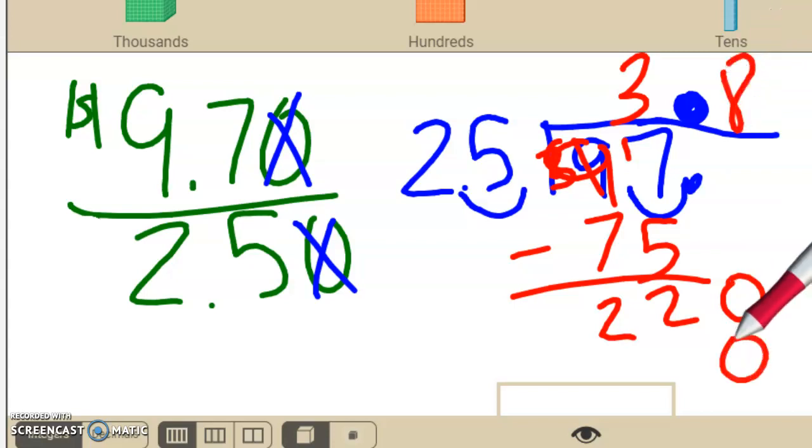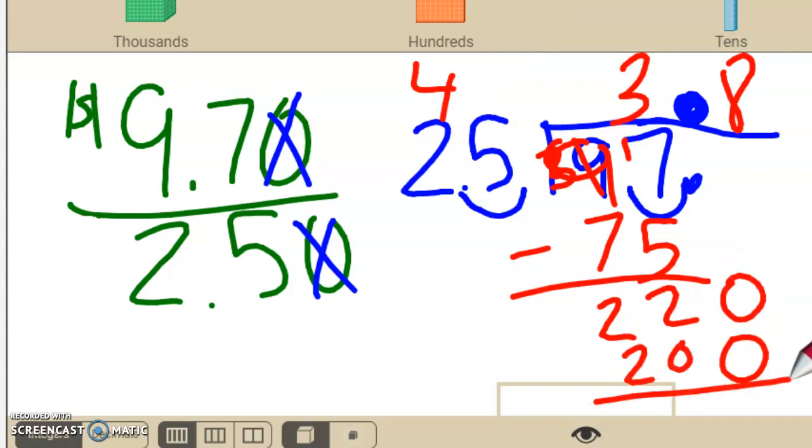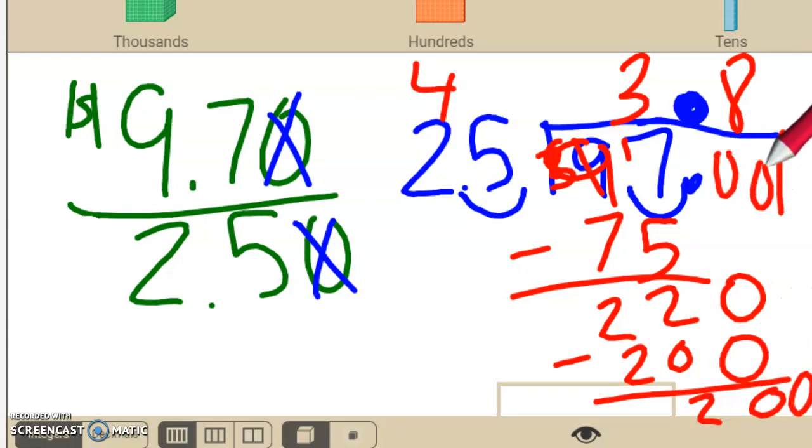8 times 5 is going to give me 40. And 8 times 2 is 16. And 4 is going to give me 20, which is going to give me 20 coming down. And then I bring down another 0 because remember I can put as many zeros up here as I want to. And 25 goes into 200 8 times. So my answer per pound on the first set of nuts is $3.88 per pound. That's also my unit rate. Unit rate is always how much is one of an item.